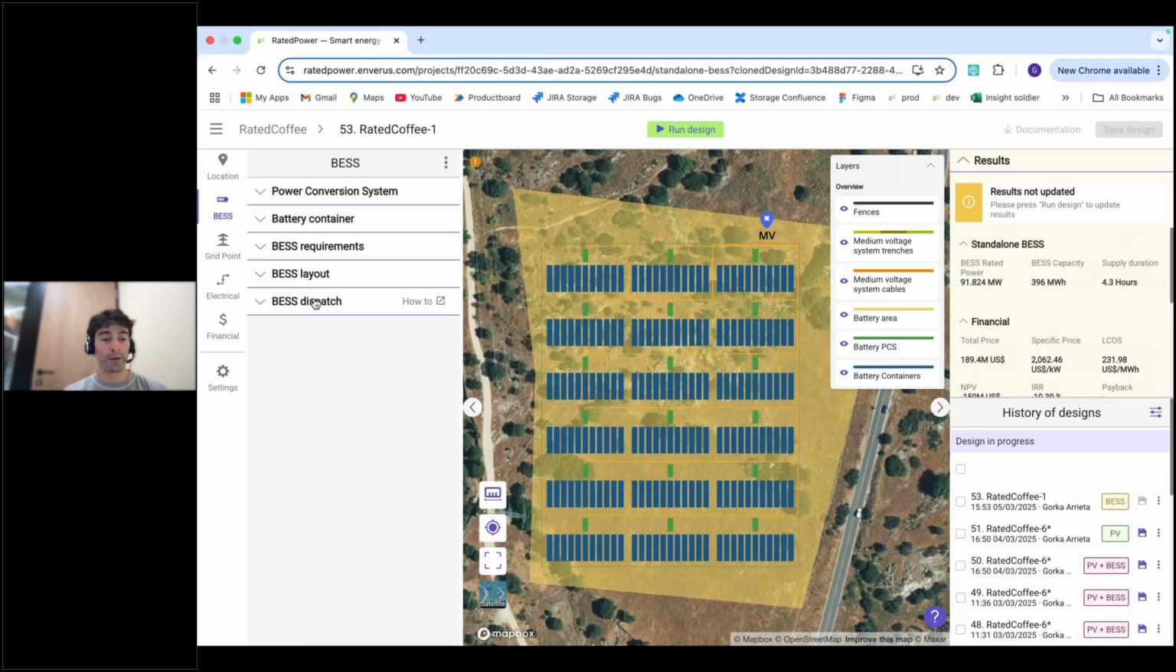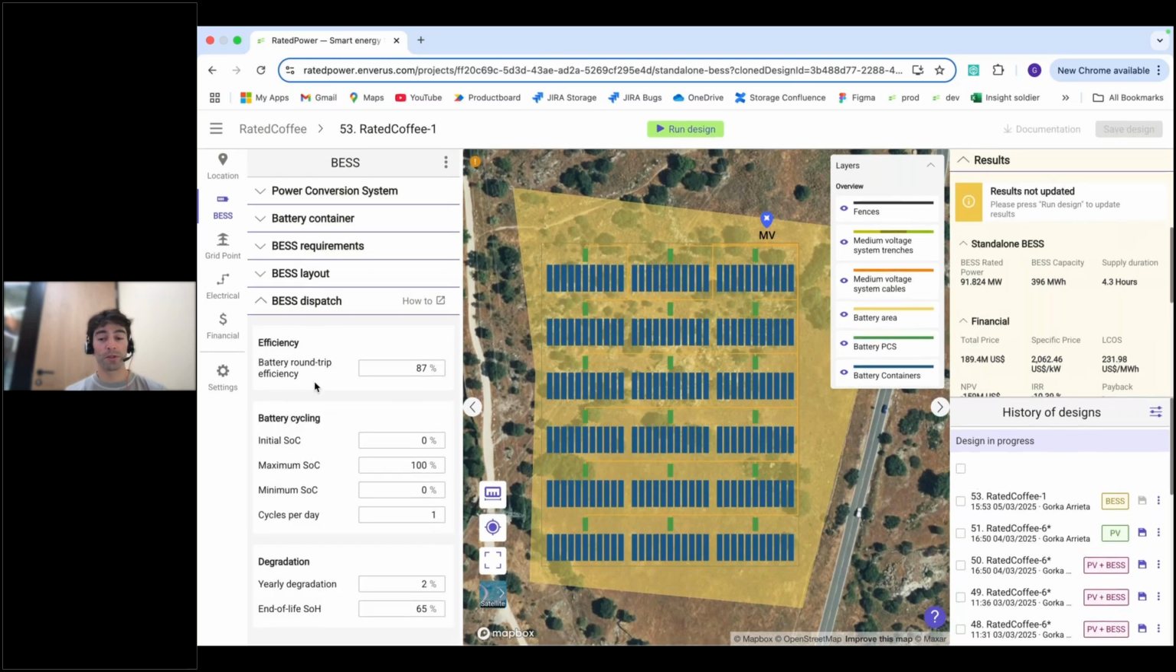And then in the battery part, for the dispatch inputs, we have the runtime efficiency of the battery. This considers the losses from the interconnection or the injection point to the battery, and from the battery back to the injection point, so the whole trip. Then we have the battery cycling inputs with the initial state of charge that sets the initial charge of the battery for the first hour of the simulation. And then you have the maximum and minimum state of charge, which defines the depth of discharge of the battery, which in this example is 100%.